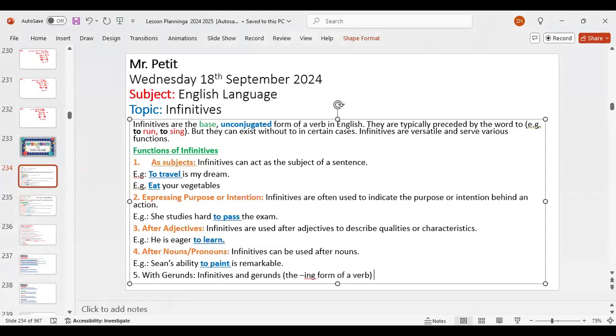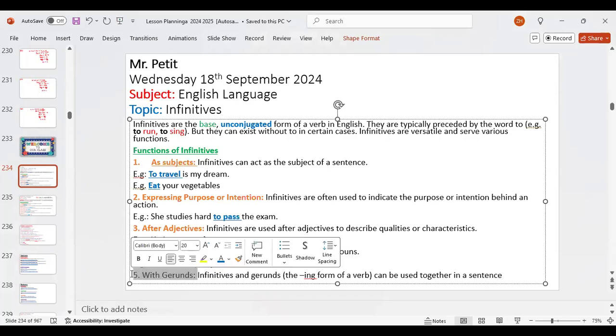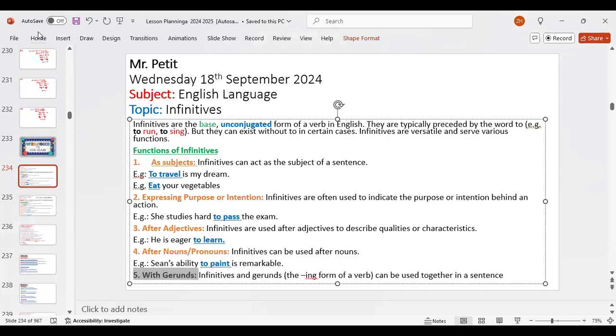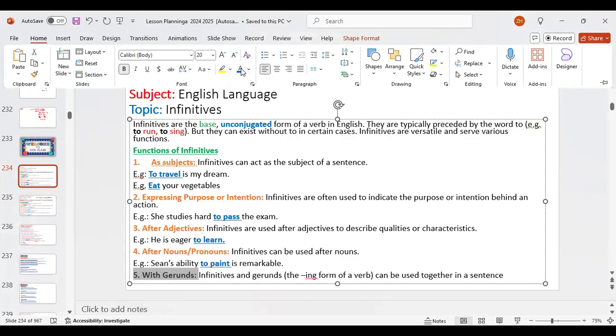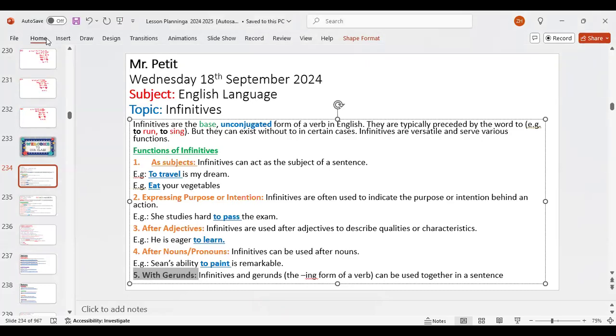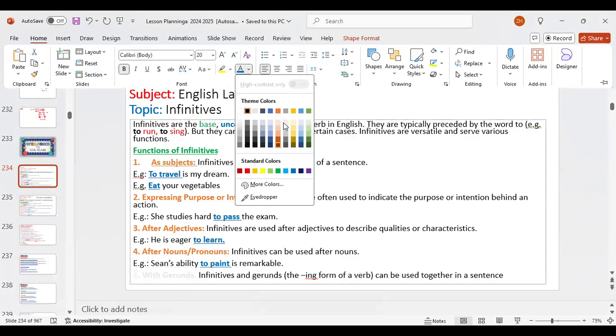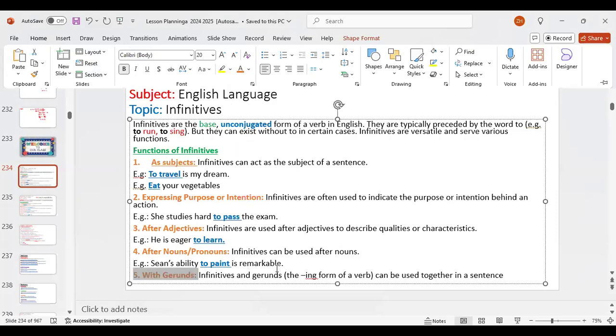So give me an example of a gerund. Running. Singing. Laughing. Jogging. Laughing, jogging can be used together in a sentence. Okay, so it can be used.